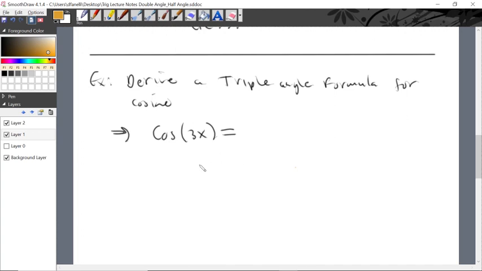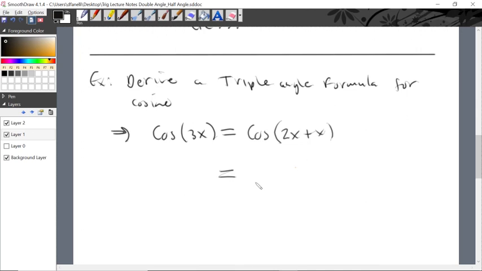Now, how about if we wanted to extend this idea to a triple angle? Could we find a formula for the cosine of 3x? The answer is, well, yes, we could. What we can do is, using the same strategy as we did for 2x, rewrite 3x as a sum, for instance, 2x plus x.